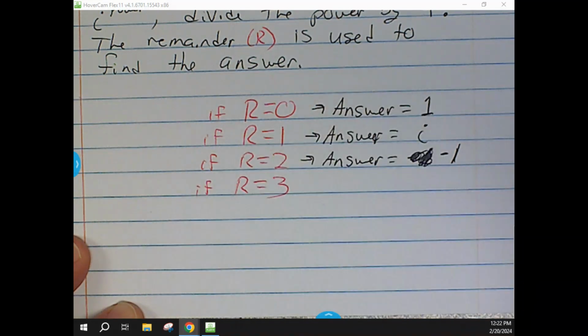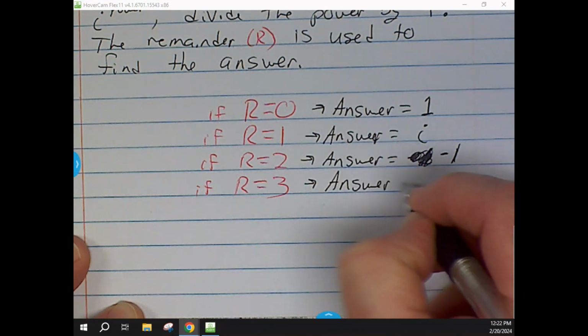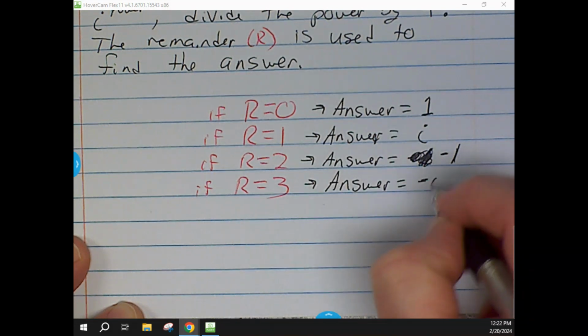And if your remainder equals 3, your answer equals negative i.